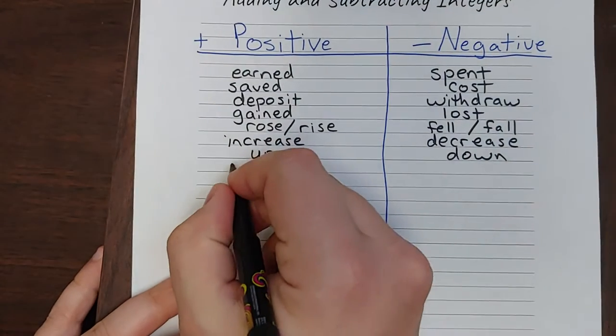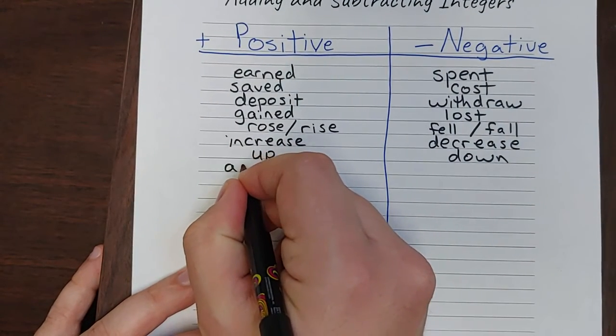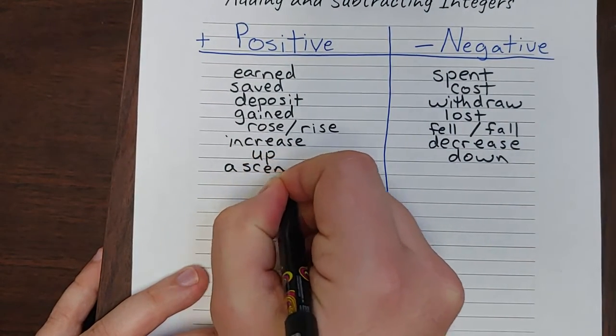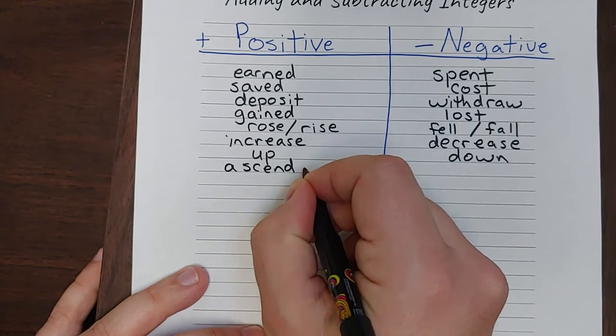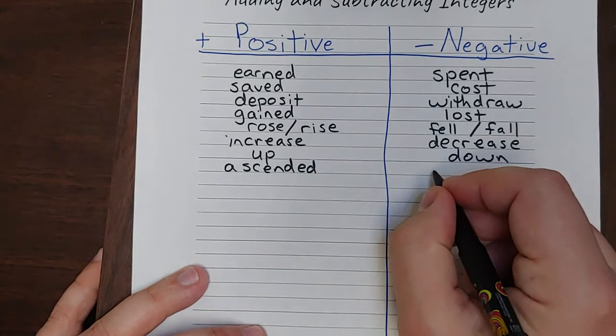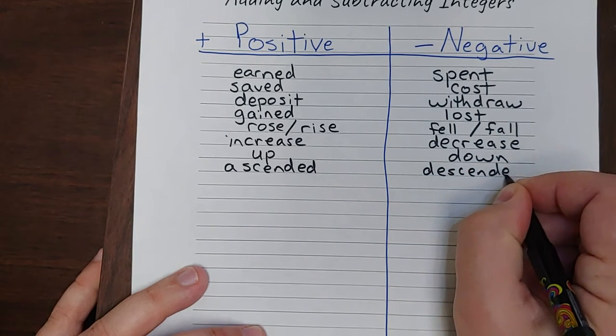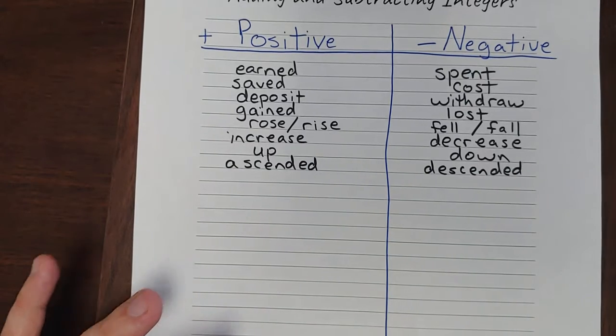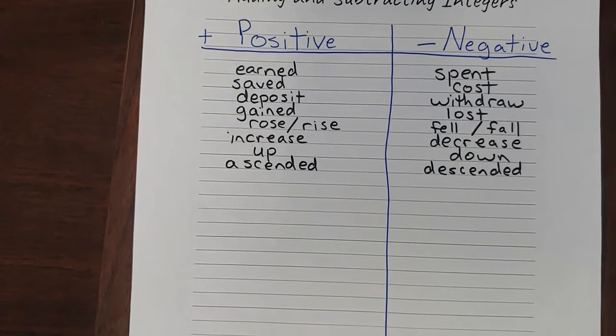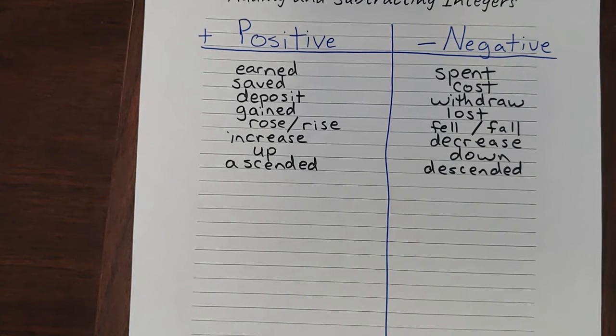Our next two words, ascend or ascended, and descended. Now these two words may be ones that you have not heard used. Ascend is definitely one that doesn't get used very often, but you may have heard descend or descended. And I'm not talking about descendants. We're not talking about Dove Cameron.